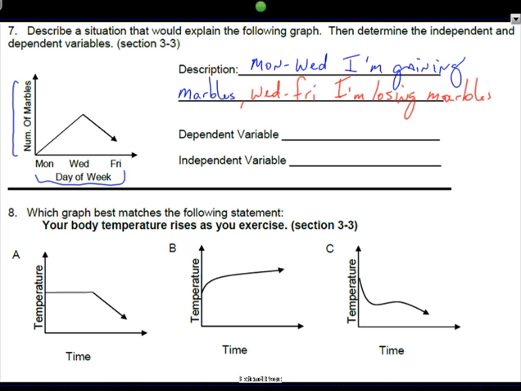Our dependent variable, that is our y-axis, which is the number of marbles. Our independent variable is our x-axis, which is our days of the week.